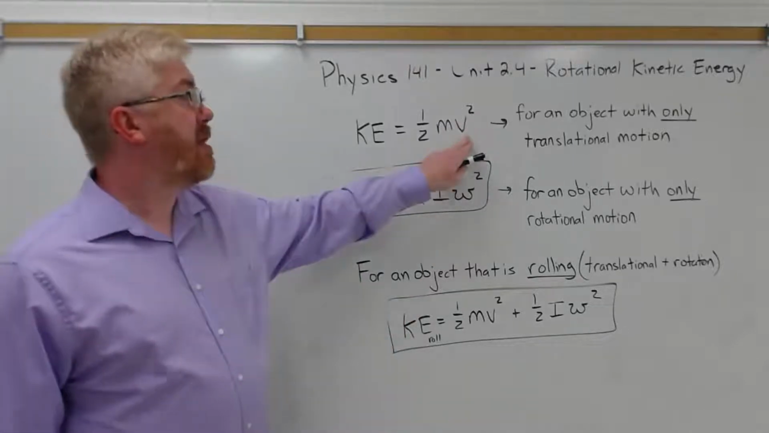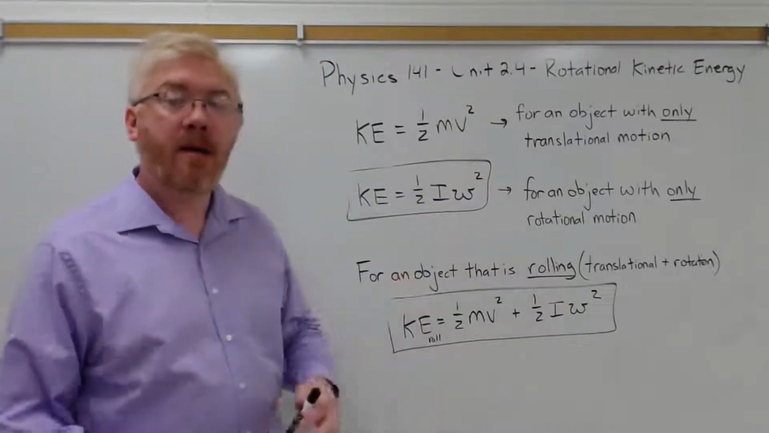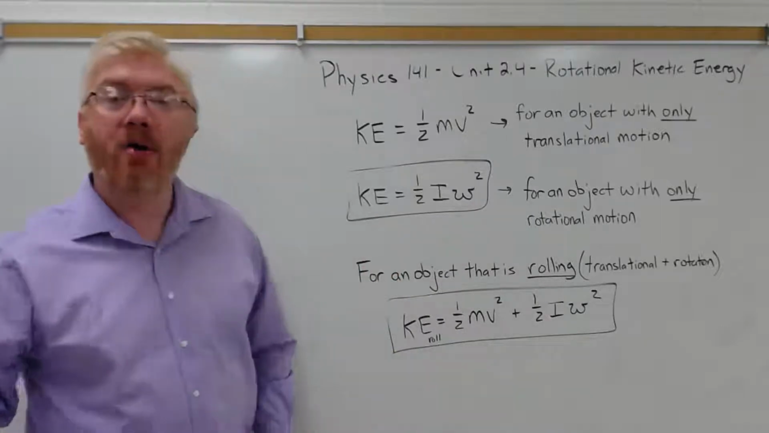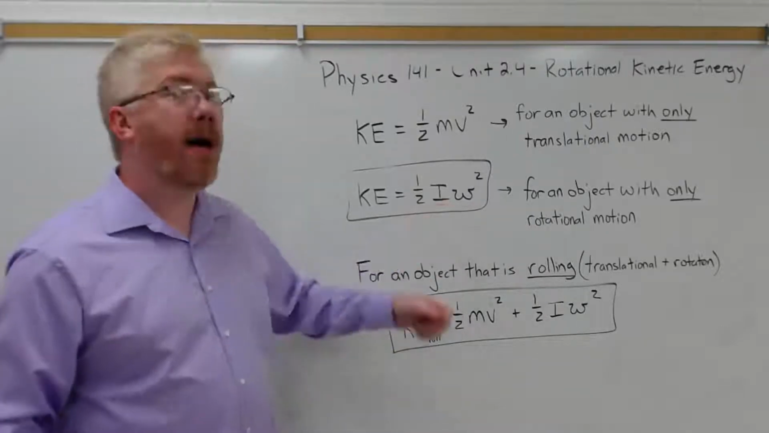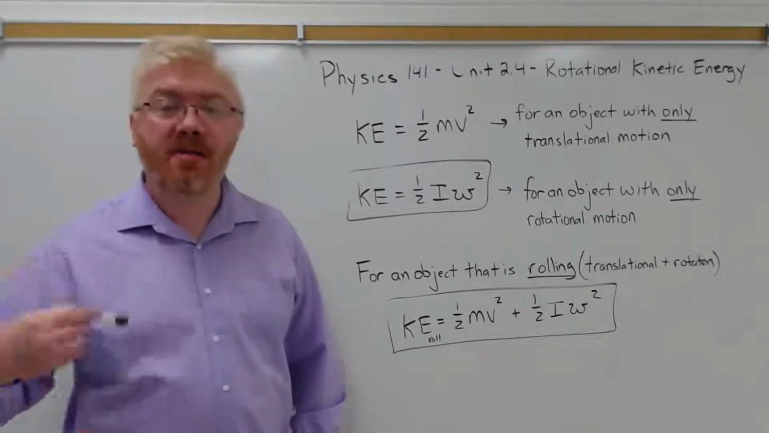Speed squared, this is the linear speed squared, so here we have the angular speed squared. So the rotational kinetic energy equation is 1/2 I omega squared. And again, I comes from the distribution of mass around the axis of rotation.